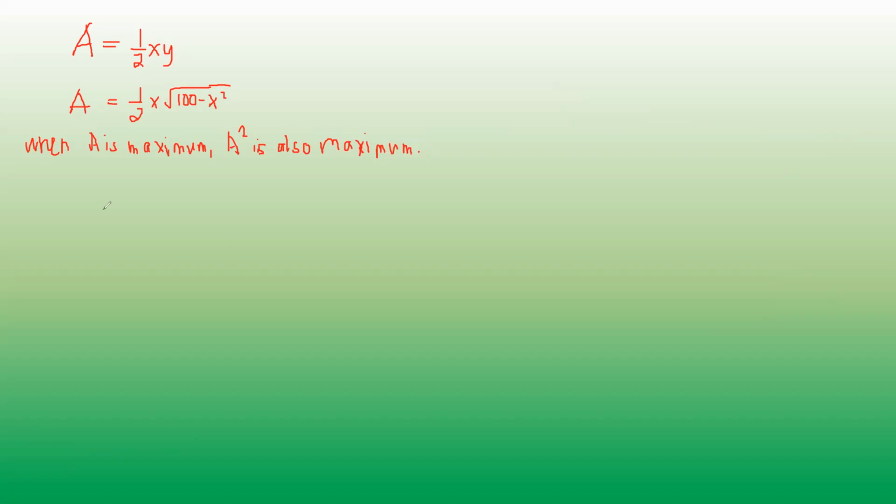So ibig sabihin, to eliminate this radical, so we're going to square our equation. Okay. So magkakaroon tayo ng A equals 1/2 square root of 100 minus x squared.